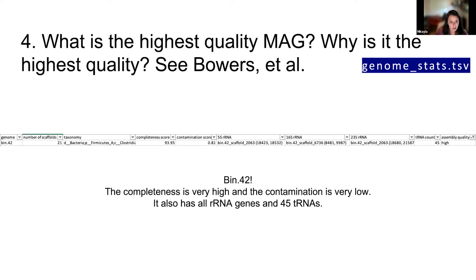Our next question is, what is the highest quality MAG and why is it the highest quality? Bin 42: the completeness is 93.95, the contamination is less than 1%. It has a 5S, a 16S, and a 23S, and then has 45 tRNAs. That would make it the highest quality within this data set.